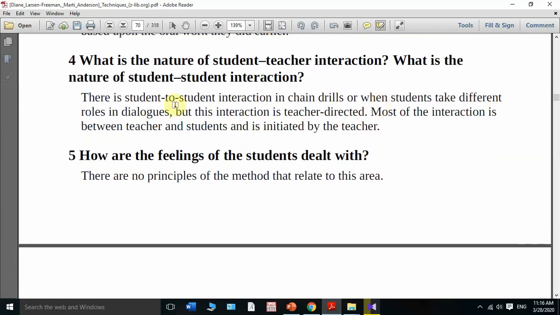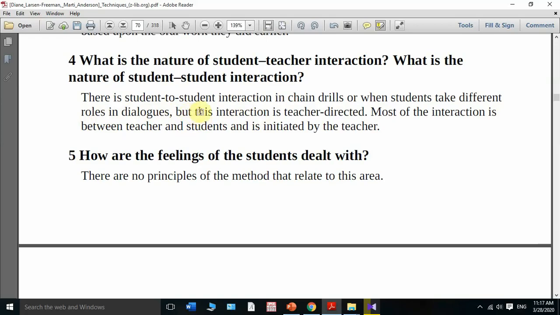All right, what is the nature of student-teacher interaction, and what is the nature of student-student interaction in the classroom? So there is student-to-student interaction in chain drills. So we have student-to-student interaction, but much of the interaction is in the form of teacher-class. So remember that. Or when students take different roles in dialogue, so they practice the dialogue together.